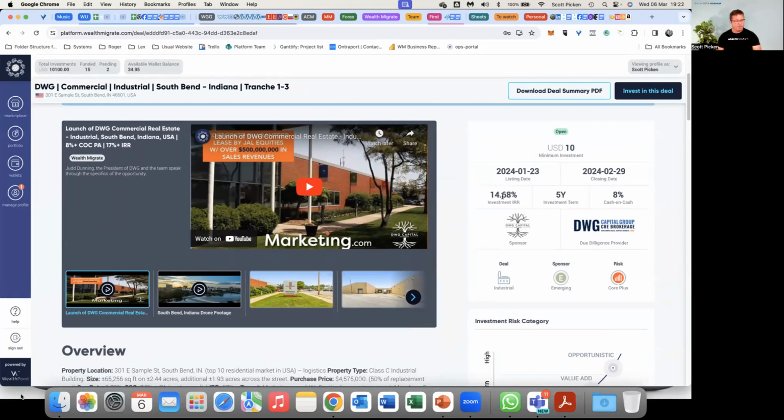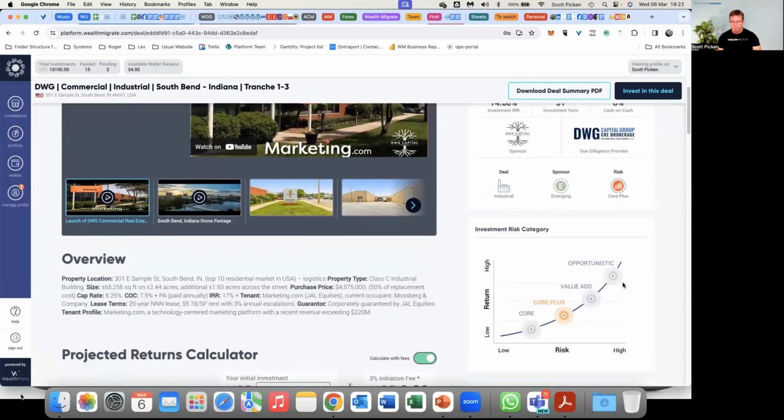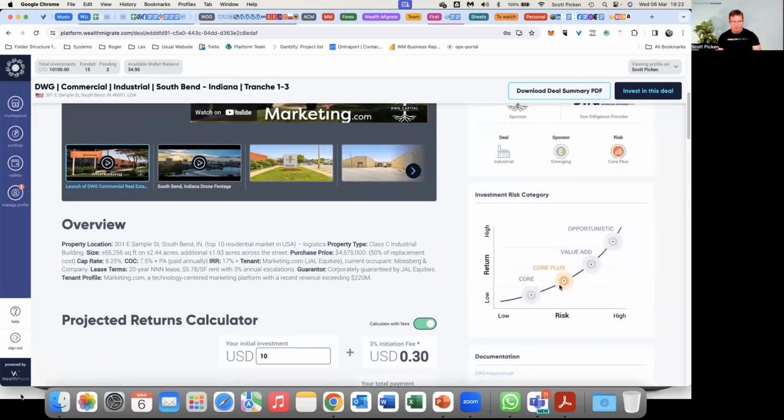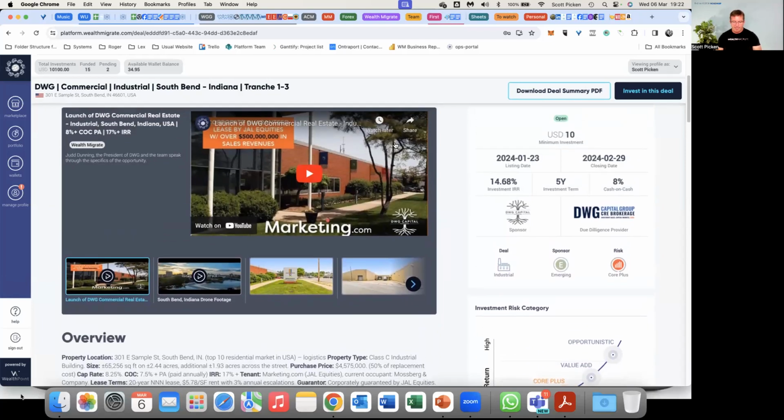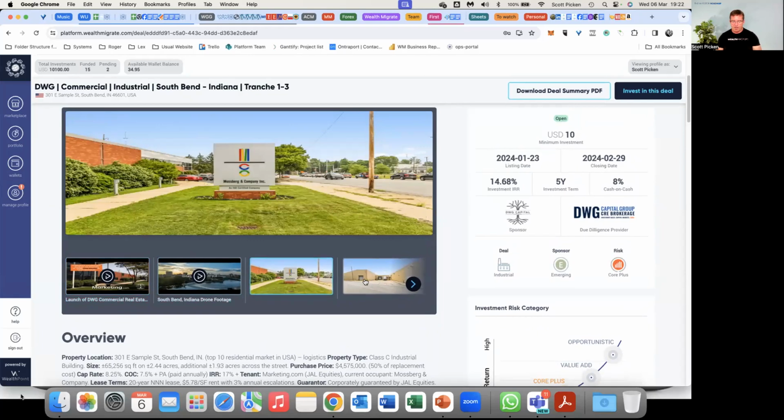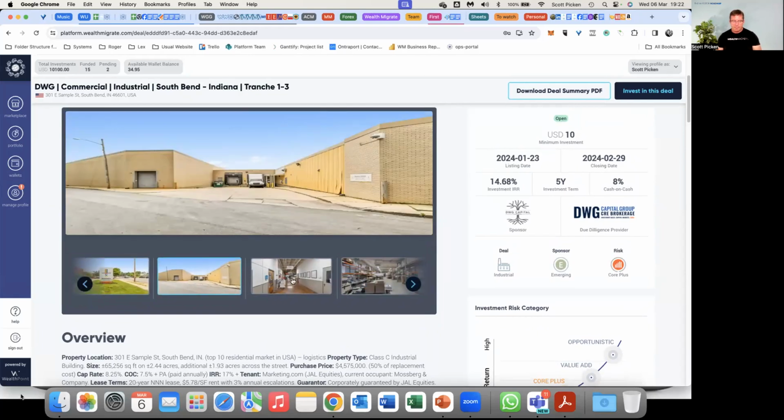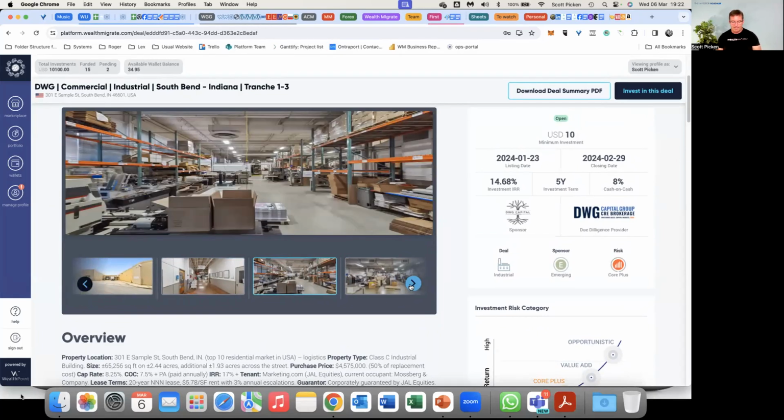It's got a 14.6% IRR and an 8% cash on cash. It's an emerging sponsor. It's an industrial deal, and the risk is Core Plus. So you can see there that it's Core Plus. I can go here and watch the video. There are different videos here. I can go look at all the different pictures. So for those visual people, you can see everything here.